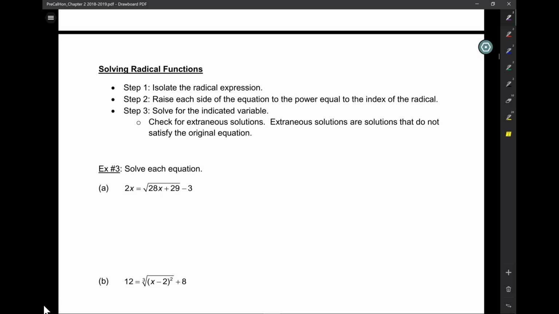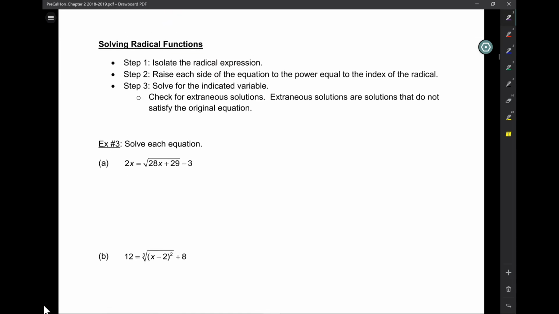Okay, so last but not least, we have to recall how to solve radical functions. I know you do this in Algebra 2, and then we're just going to recall here. So here are some steps. Step 1 is isolate the radical expression. Now, if there are 2 radical expressions, it's easier to have one on each side, right?